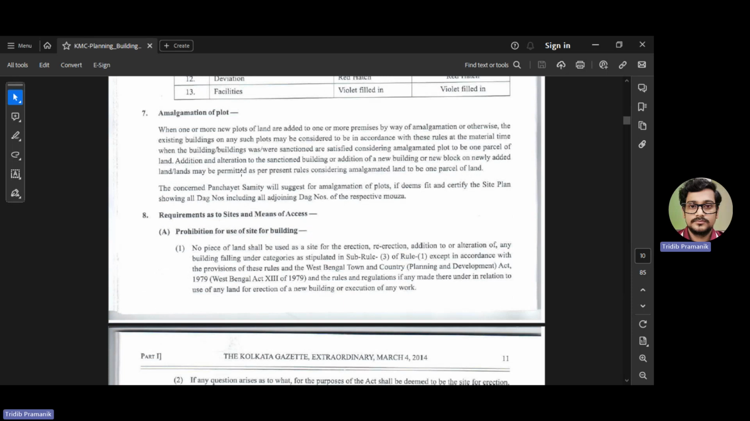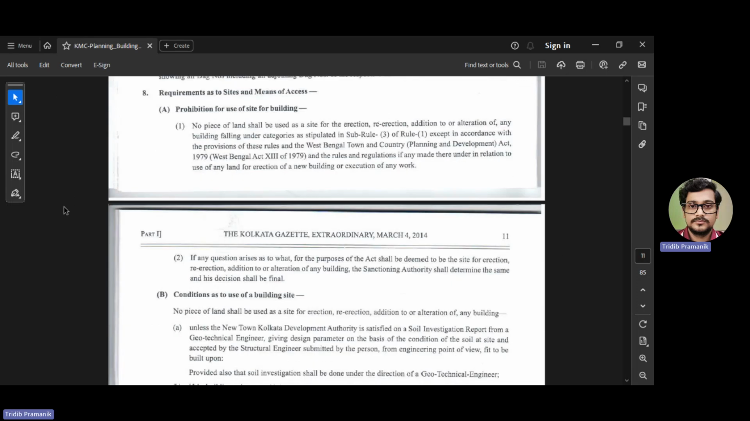Now, amalgamation of plots. Amalgamation of plots means you may have one existing plot, and just beside that you want to add another plot to your existing plot. When you join your plots together, the two plots together can be considered as one single plot, and accordingly you may get your building plan sanctioned. So that is called amalgamation of plots.